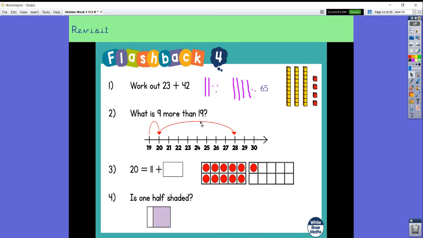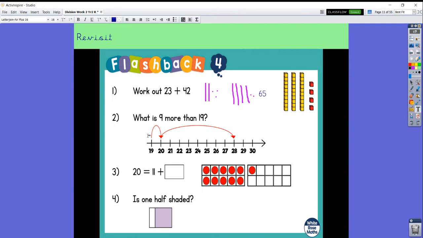What is 9 more than 19? We can see we've used the number line here to help us. So 1 more makes 20. We then need 8 more to make 28. So 9 more than 19 is 28.